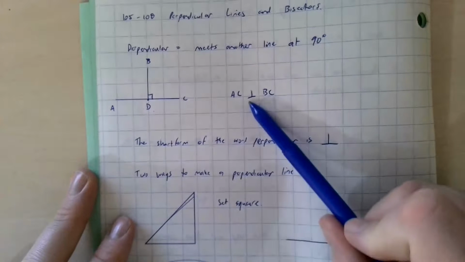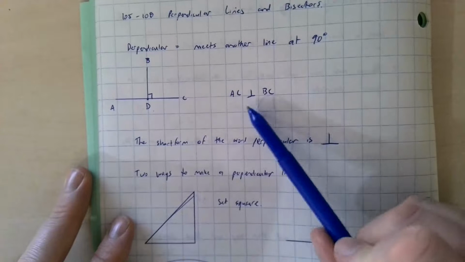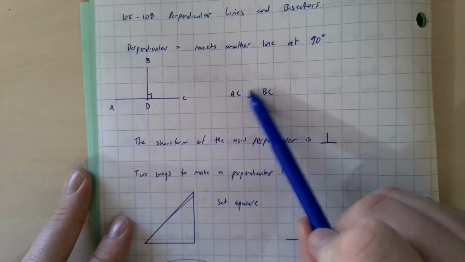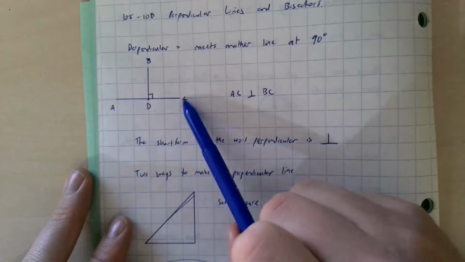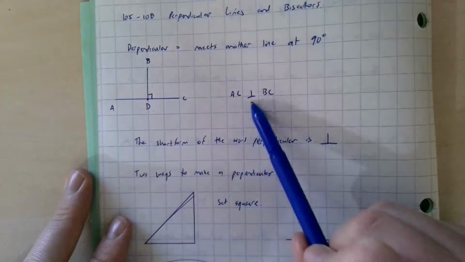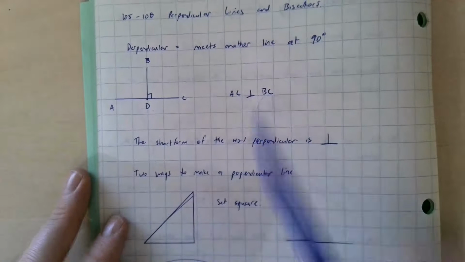Now, there's a way that we can demonstrate that mathematically, and we can use this short form right here. I'm saying line AC is perpendicular to line BD. Okay, AC is perpendicular to BD, and that's what that symbol means.